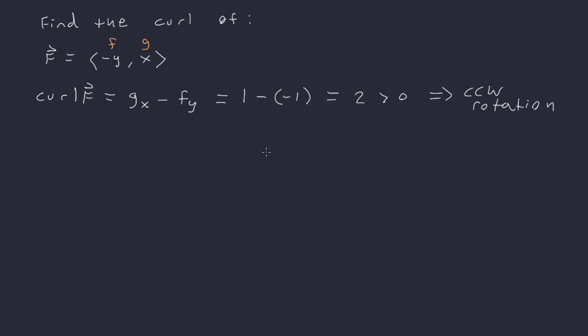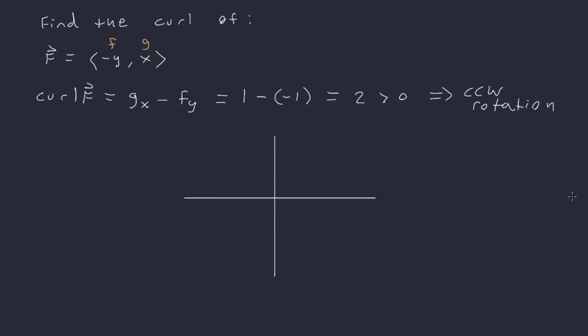Let's find the curl of capital F equals negative y, x. So for the 2D ones, it's actually a much quicker calculation. The curl of this F is going to be g sub x minus f sub y. Well, g sub x will be 1, minus f sub y, which will be negative 1, so we get 2. Now this is positive, so this implies a counterclockwise rotation for the entire field.